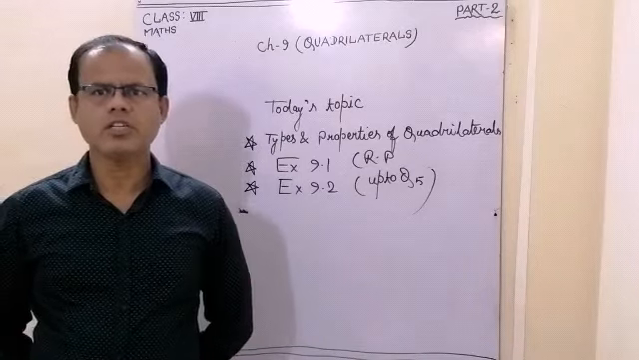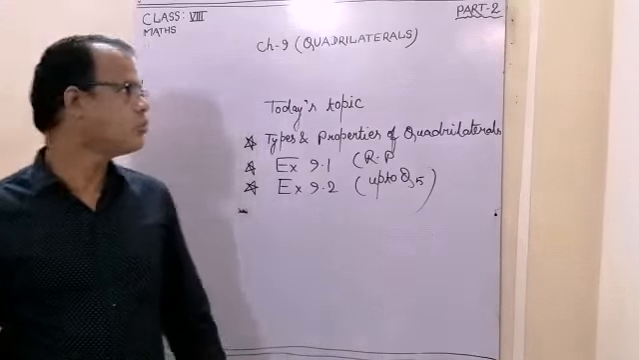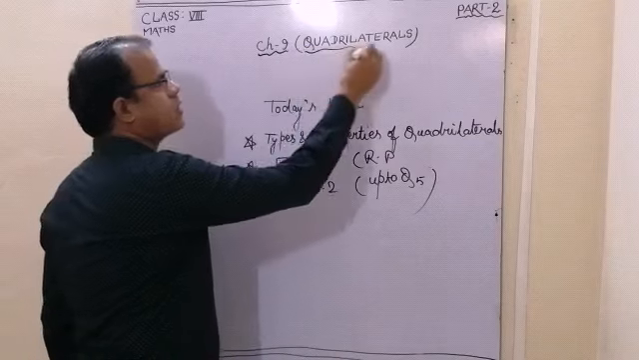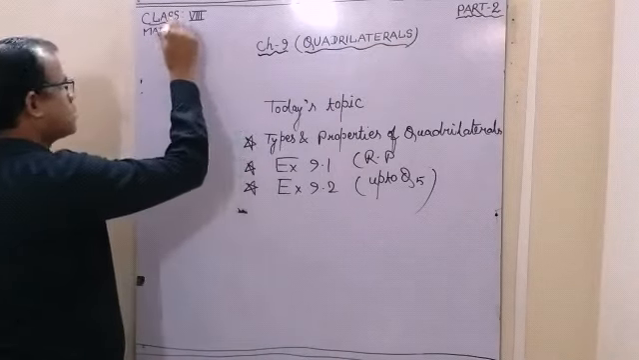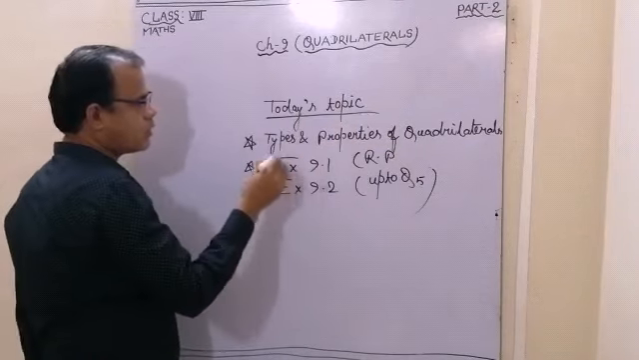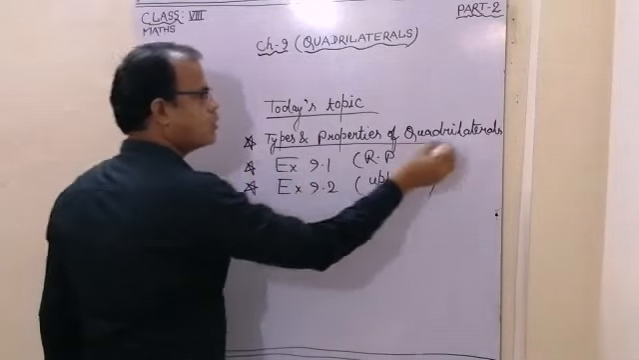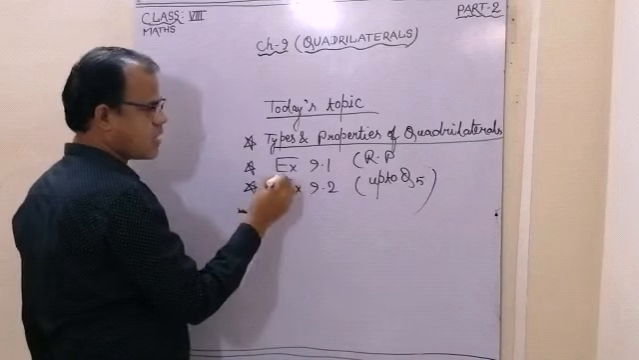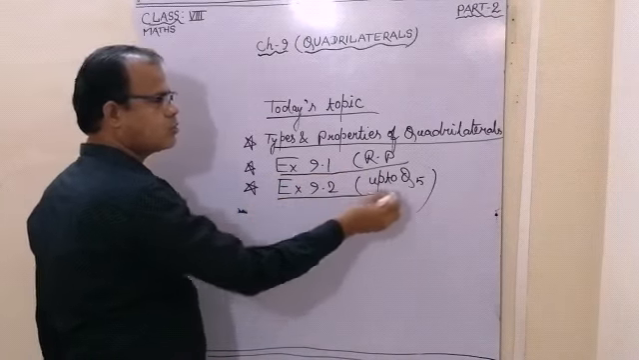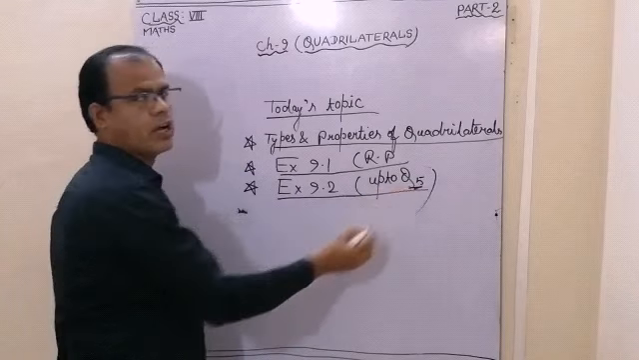Dear student, in this video we are going to discuss chapter 9 quadrilaterals of class 8 part 2, and today's topic is types and properties of quadrilaterals, exercise 9.1 remaining part and exercise 9.2 up to question number 5.